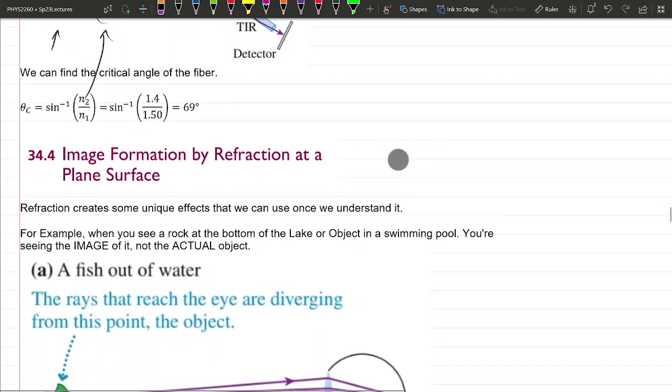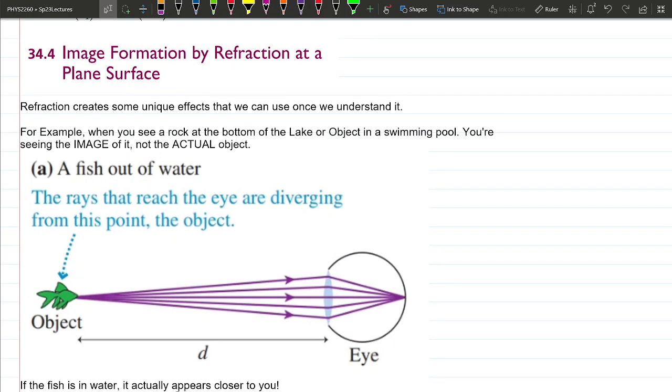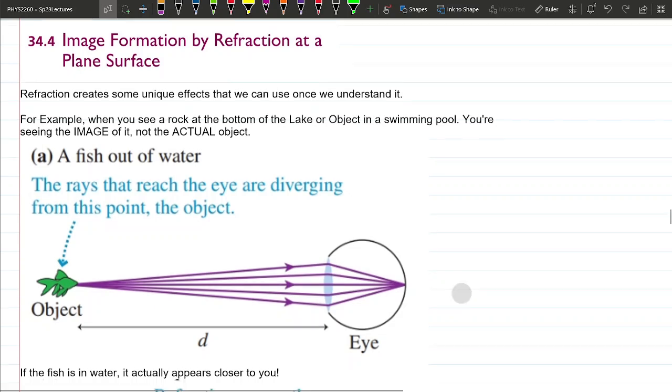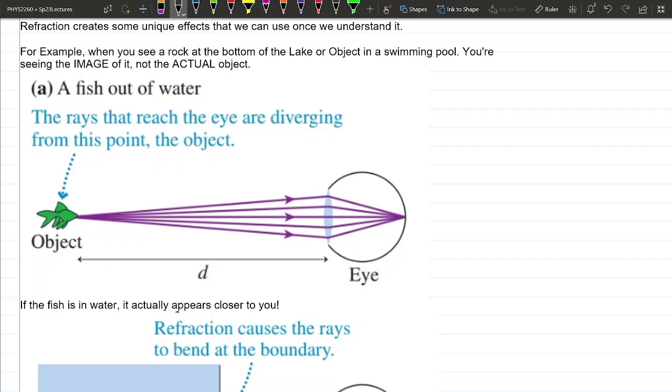So what we're going to do now is talk about image formation by refraction. Basically this is going to take us into the last thing we're going to cover, which is how lenses work. How do you figure out what the focus is and where the image will be formed? Okay. So let's say we have our little eyeball, and then we have a flying fish in the air.